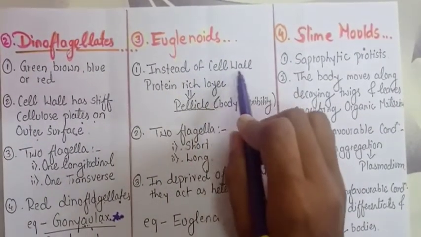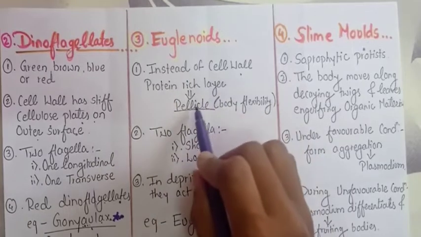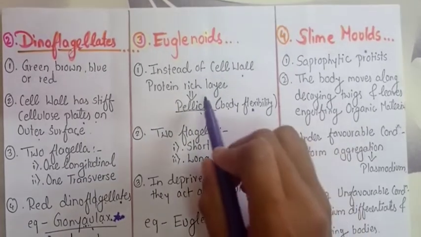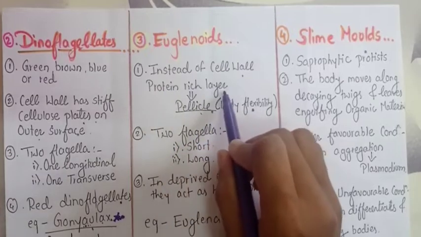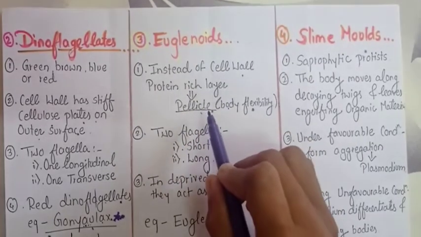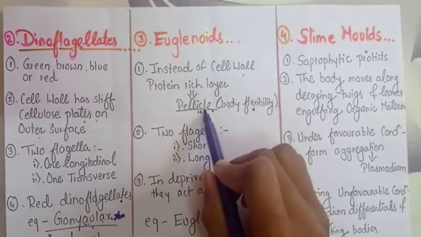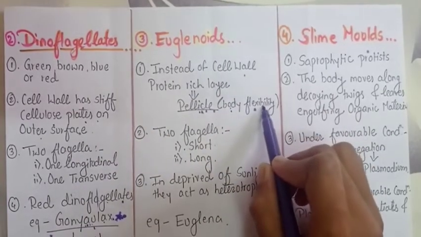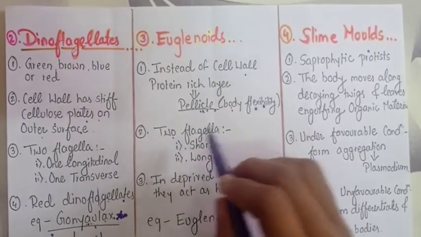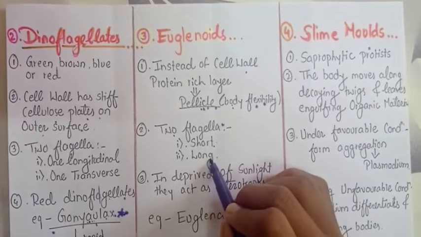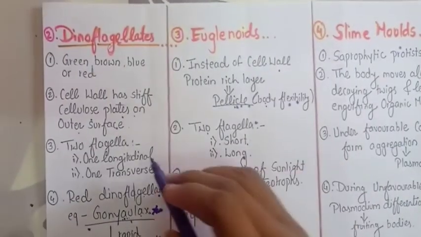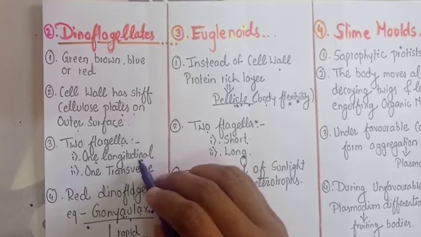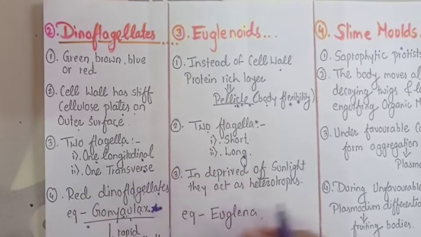Instead of a cell wall, there is a protein-rich layer called the pellicle, and this pellicle makes the euglenoid body flexible. It has two flagella, one short and one long, whereas in Dinoflagellates, two flagella are there, but one is longitudinal and one is transverse.